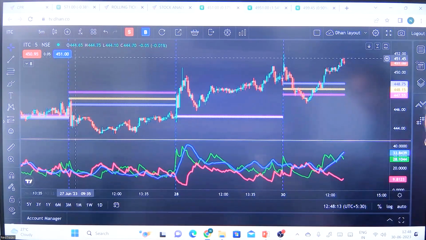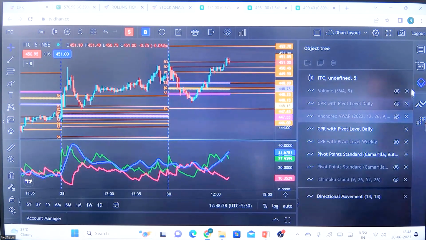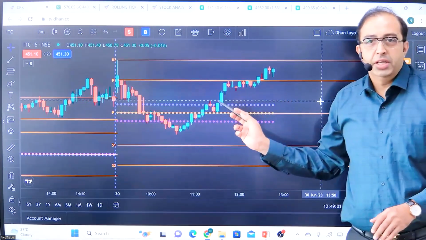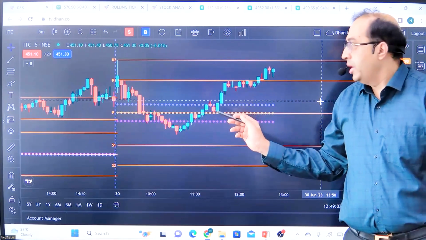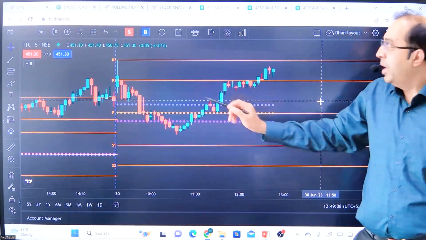Now let me just turn on my pivot, so I will get an idea of how the setup is done. So this is the setup, right? This is the setup I have seen here from my rolling ticker.